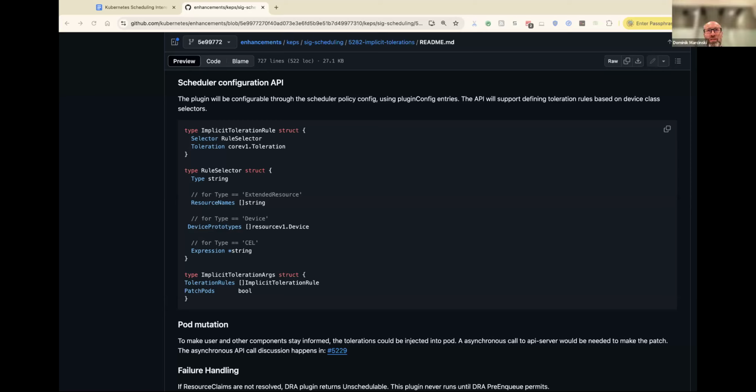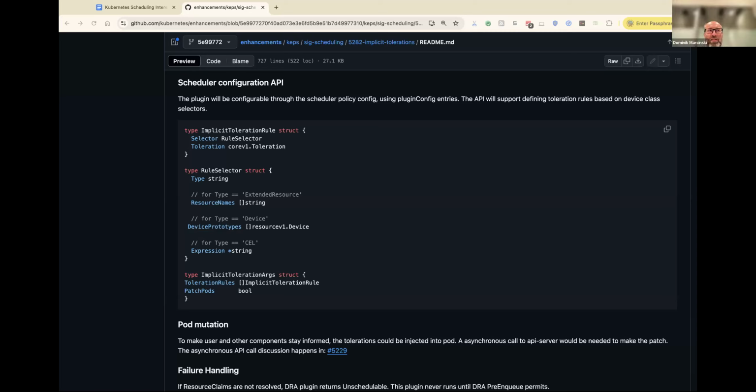That's why putting the logic into the array plugin would be a little bit incorrect, because it's about protecting the node, not about protecting the array resource itself. But I think we could do it as a separate plugin, because the separate plugin can have all the information about resource claims already. It can do filtering.